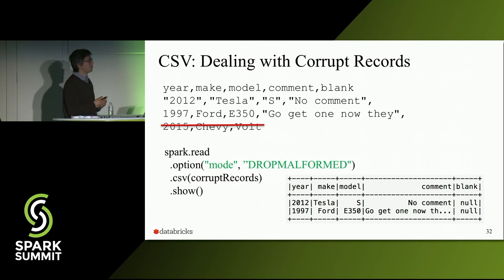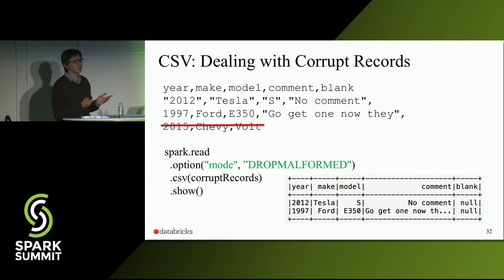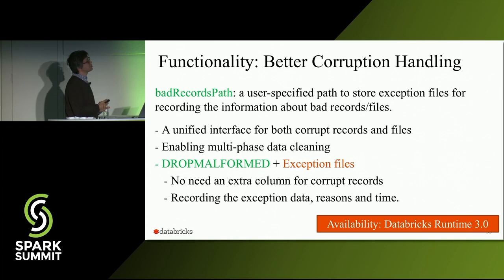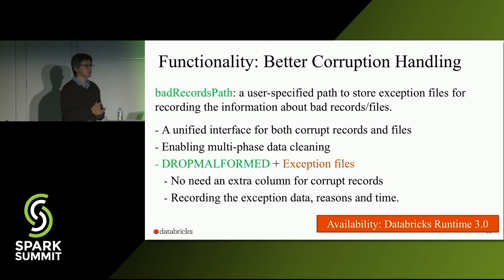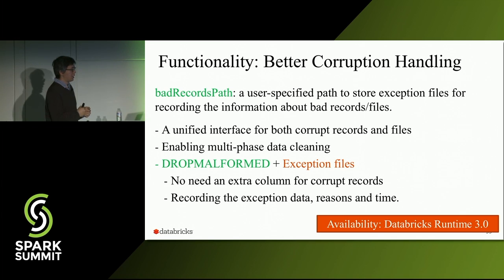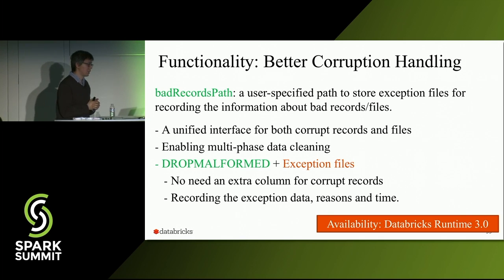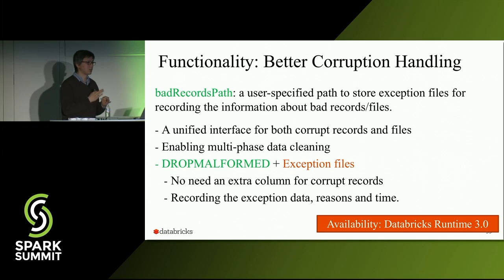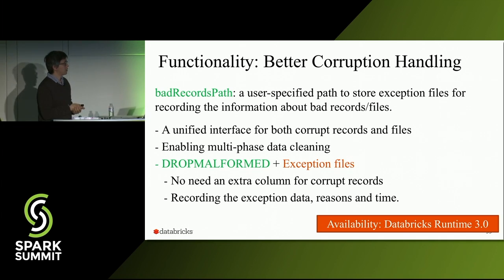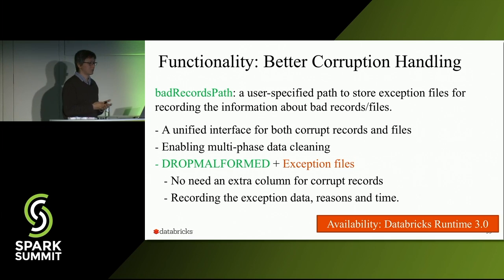Of course, we also have drop malformed. The last row is corrupted, dropped. In Databricks Runtime 3.0, we provide another option. It combines drop malformed and exception files. That means it enables you to run multi-phase data cleaning. So you can specify the exception files. In the exception files, we record the time, the data, and the reason. So no need for an extra column.